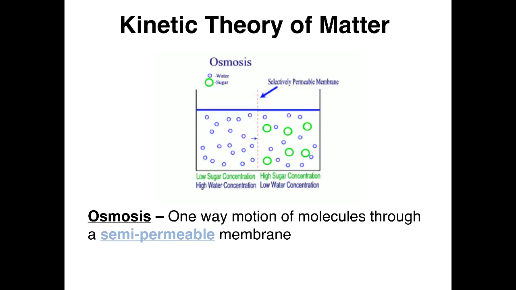Now, what you have in the diagram here is a container that's divided in half by a selectively permeable membrane. And what that means is that the membrane is permeable to the water molecules, represented by little blue circles, but not permeable to the sugar molecules, represented by the green circles. And what happens is that the green circles can't move. And so osmosis causes water molecules to move from the left to the right.